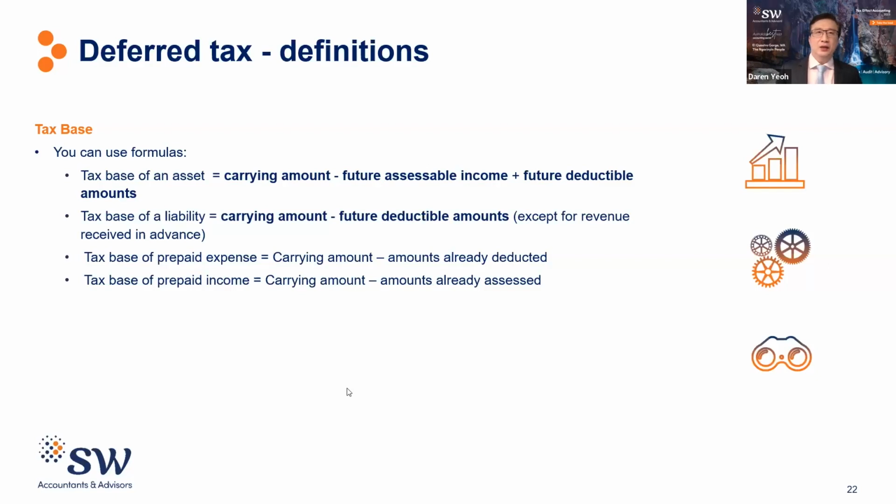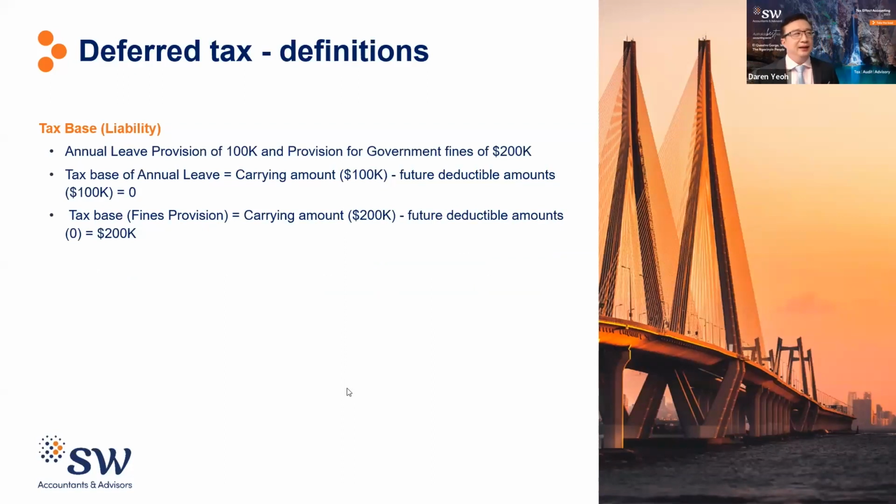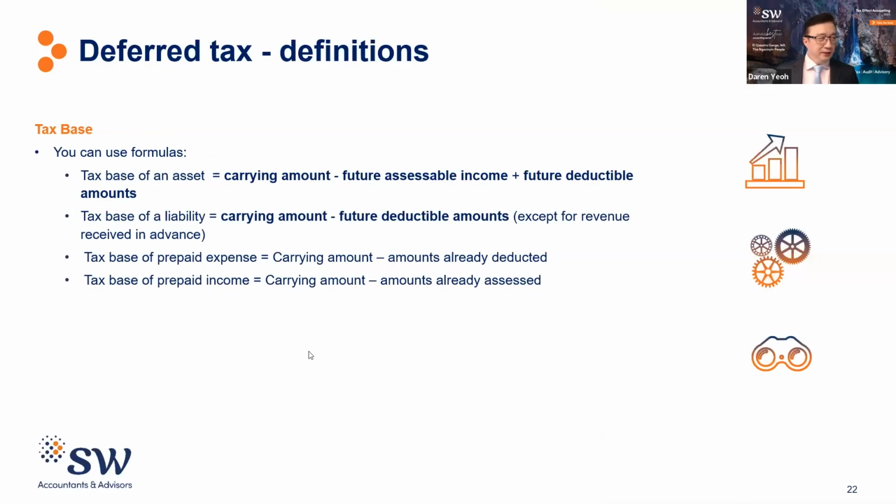If you like, you can use the formula here to work out the tax base. I won't go through it. I'll let you have a look at it and try to apply this formula if you need to. So let's look at a simple one. Annual leave provision of 100,000 and a provision for government fines of 200,000. So I want to use a formula. For the tax base of a liability, I start with whatever is on my balance sheet, and then I need to deduct any deduction that I'm going to get when I pay that liability.